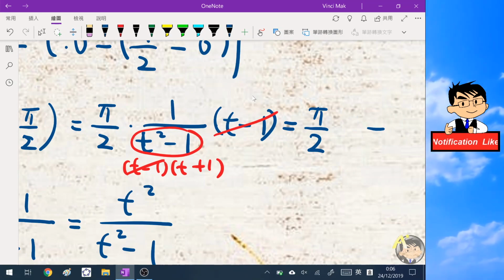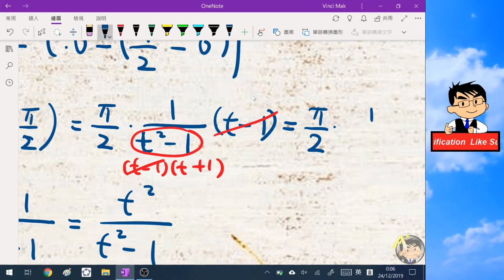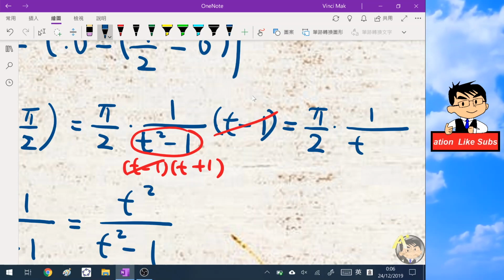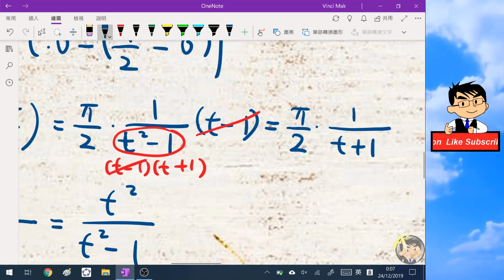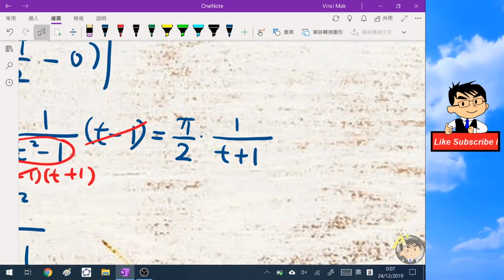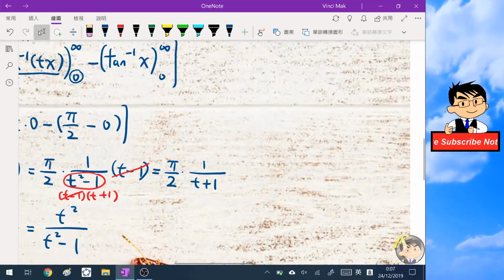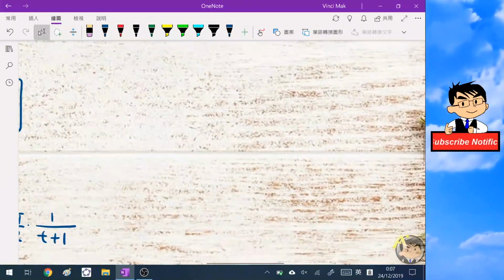Oh, sorry. It should be in the denominator. Oh, okay. I'm too happy for Christmas, nearly have a mistake. Okay, we'll get some space here.